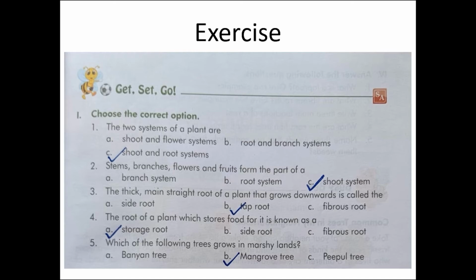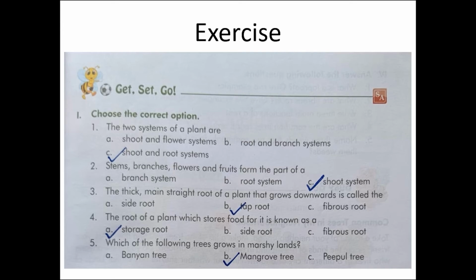Our first exercise is choose the correct option. Question number 1. The two systems of a plant are option A, shoot and flower systems, B, root and branch systems, C, shoot and root systems. Correct option is option C, shoot and root systems.